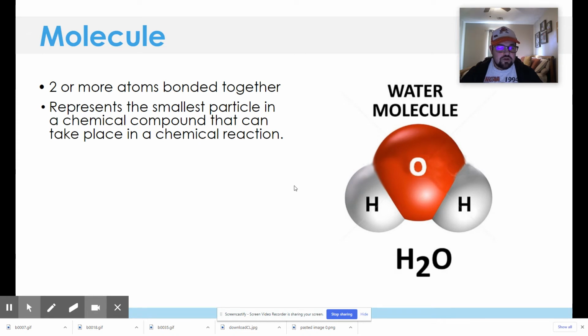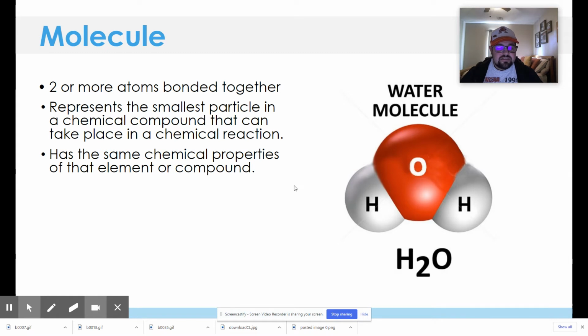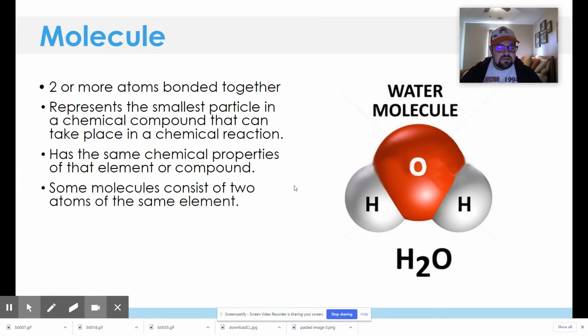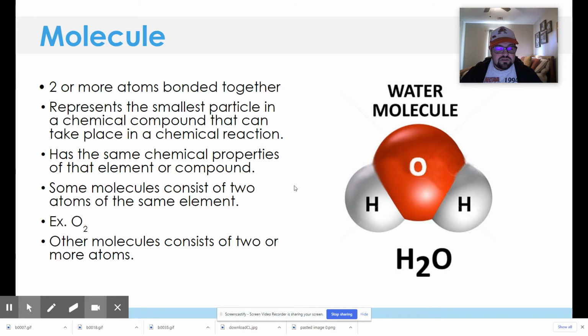It's the smallest particle in a chemical compound that can take place in a chemical reaction. It has the same chemical properties of the element or the compound. Some molecules consist of 2 atoms of the same element, like oxygen. Other molecules consist of 2 or more atoms, like H2O.